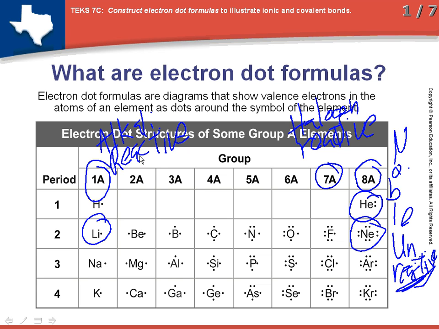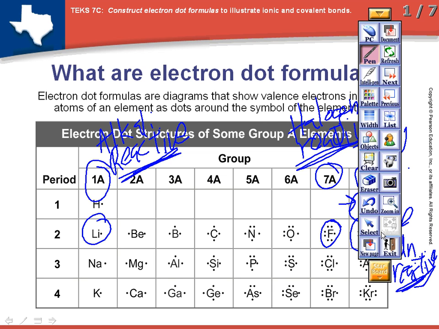Notice, there's something about having 8, or in some cases 2, valence electrons that makes you very unreactive. Only 1 valence electron will make you very reactive. 7 will also make you very reactive. But 8, just adding that 8th, or sometimes in the case of helium, 1 more valence electron, suddenly you become a very unreactive substance. It has to do with stability.